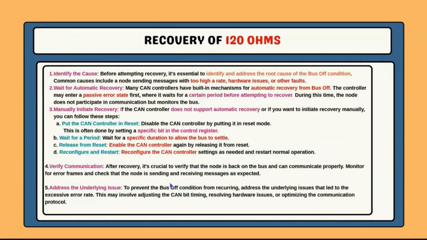Identify the causes. Before attempting the recovery, we need to identify and address the root cause of the bus off condition, and wait for automatic recovery. Manually, we need to reinitiate the recovery by putting the CAN controller in restart, waiting for a period, releasing it from reset, and reconfiguring the restart. We need to verify the communication too, and address the underlying issues. These are the stages where we need to recover from the bus off error, and we need to ensure that the 120 ohms is efficiently enabling communication between the devices.